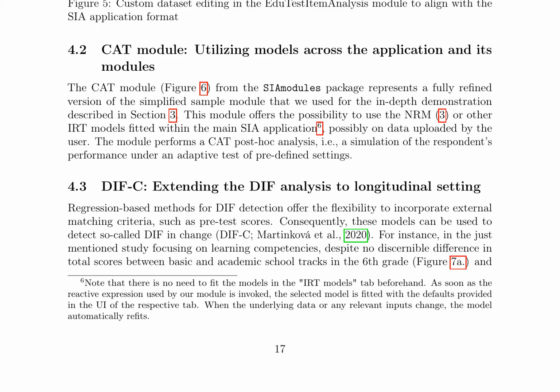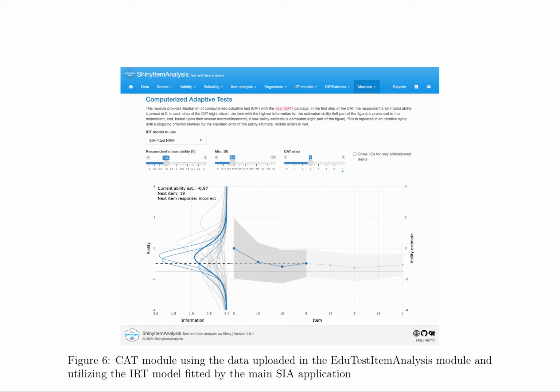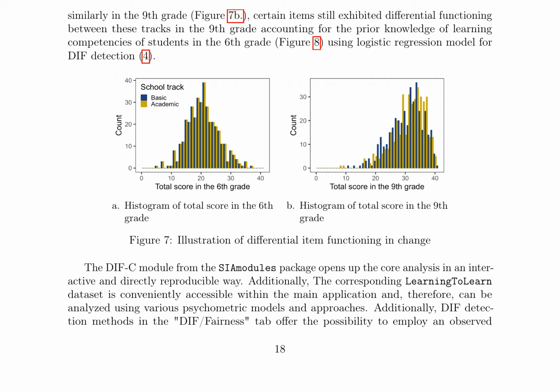The DIFC module extends the DIF analysis to a longitudinal setting, detecting differential item functioning in change, DIFC, by incorporating external matching criteria such as pretest scores. This is demonstrated through an analysis of learning competencies, where despite no discernible difference in total scores between basic and academic school tracks in the 6th and 9th grades, certain items exhibit differential functioning when accounting for prior knowledge of learning competencies using logistic regression for DIF detection.